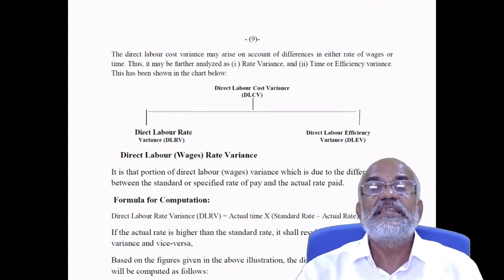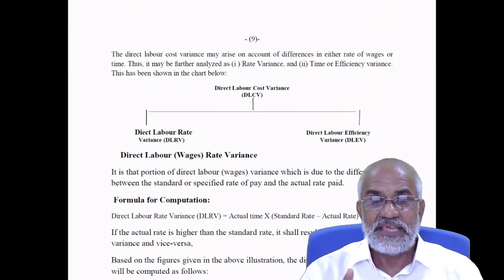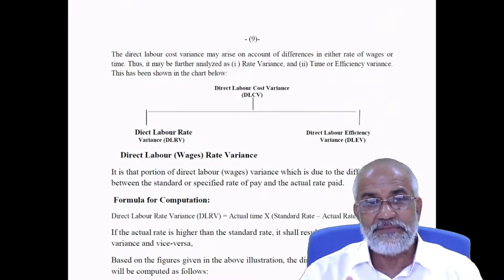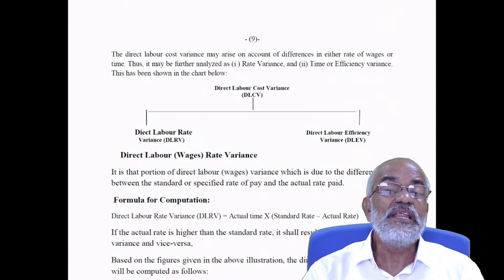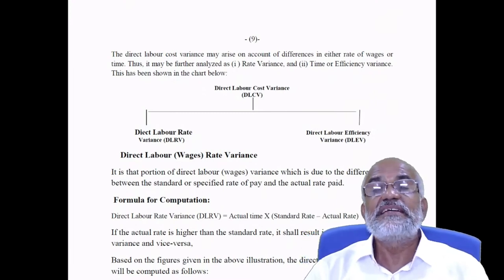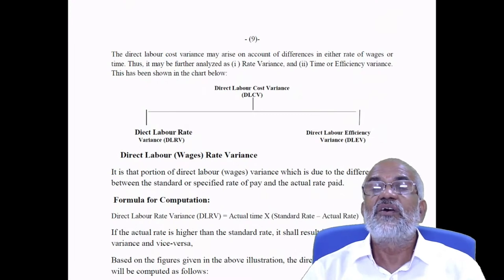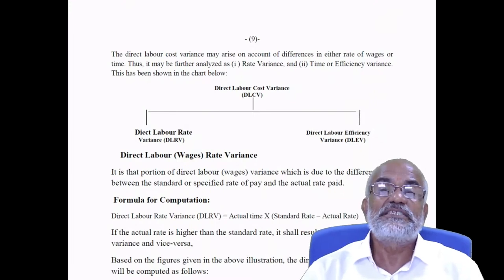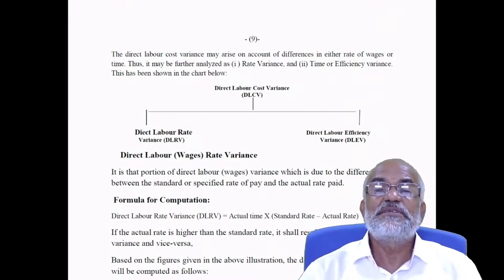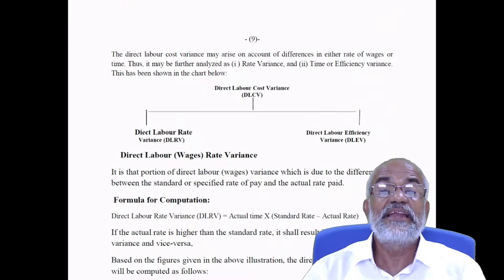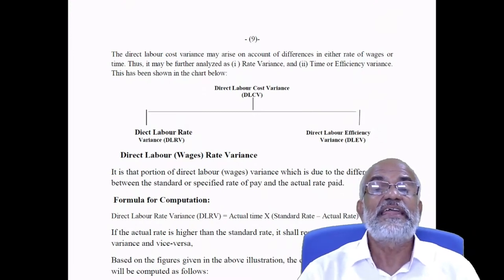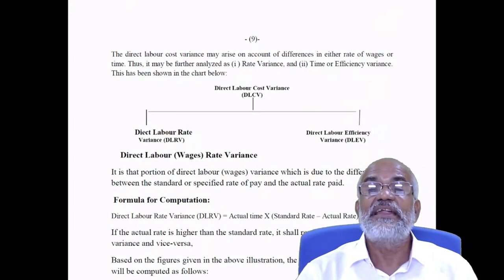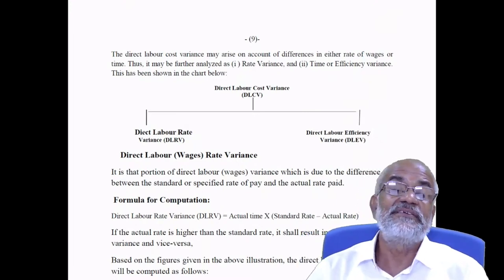The direct labor cost variance may arise on account of difference in either rate of wages or the time taken for completion of the product. Thus, it may be further analyzed as rate variance or time or efficiency variance. So this has been given in the following chart. Direct labor cost variance, that means DLCV, is segregated into two types of variances: direct labor rate variance DLRV and direct labor efficiency variance DLEV.